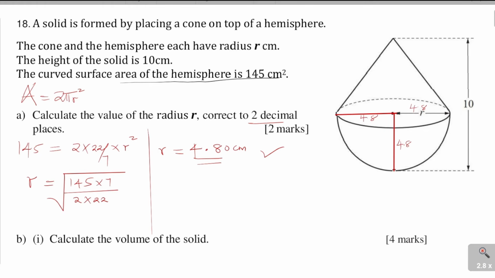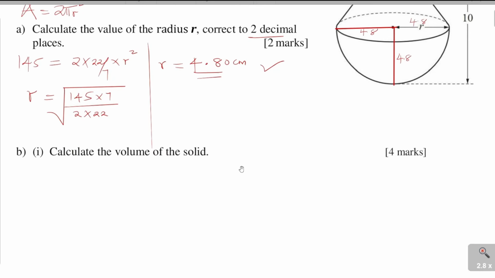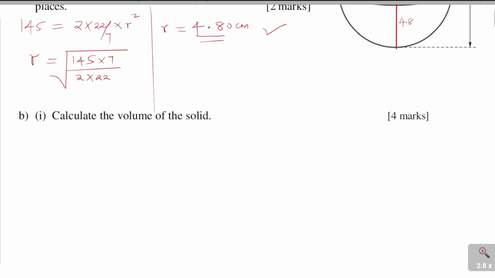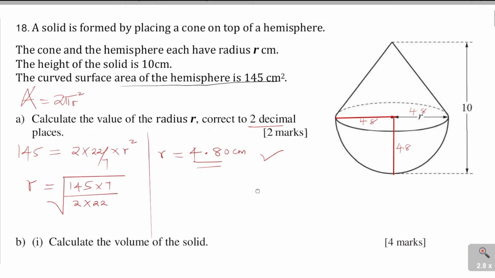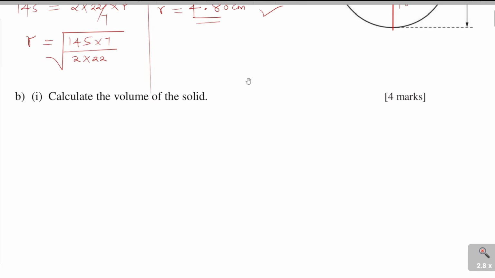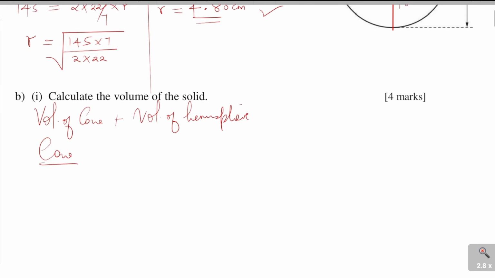Part B, B1, calculate the volume of the solid. So this solid is made up of a cone and a hemisphere, and therefore, the volume of that solid will be given by the volume of the cone plus the volume of the hemisphere. So we start with the cone, the volume of the cone. How do we get the volume of a cone? The volume is given by a third pi r squared h.